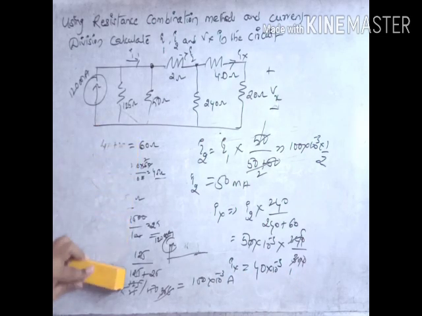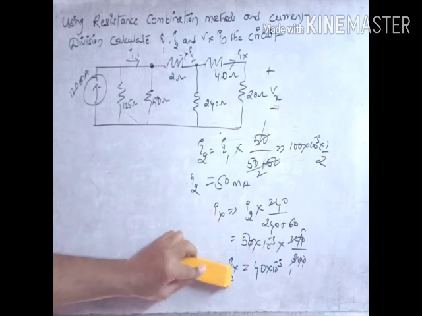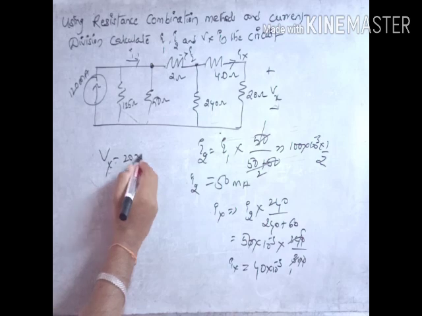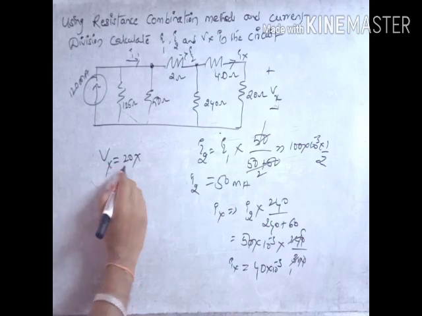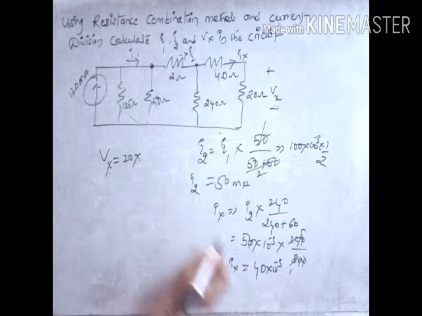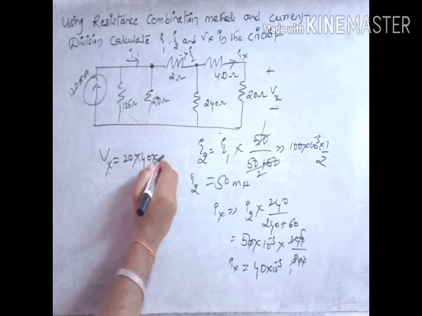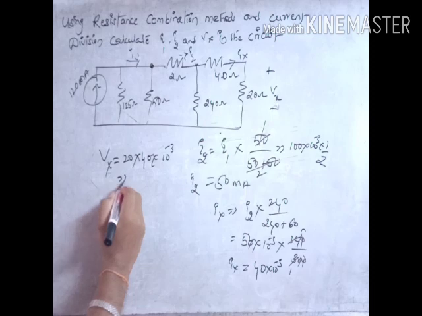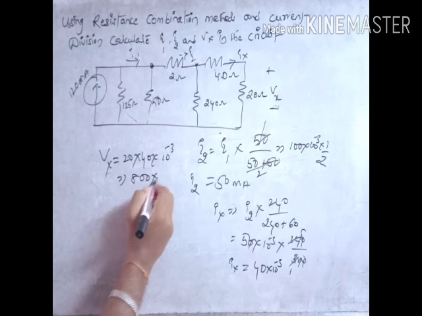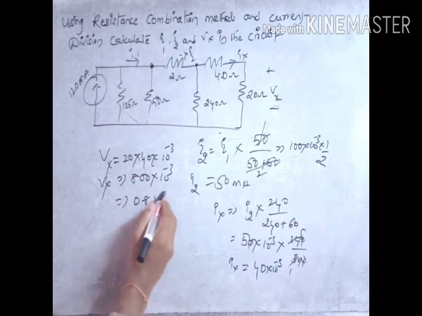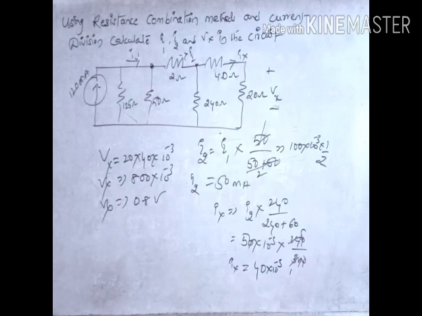So we have to calculate the value of Vx. That means Vx equals I into R, that is V equals IR. R is the resistance, I is Ix, the current flowing through this branch. 40 into 10 to the power of minus 3 times 20 gives 800 into 10 to the power of minus 3, which is Vx, equal to 0.8 volts. So this is the answer.